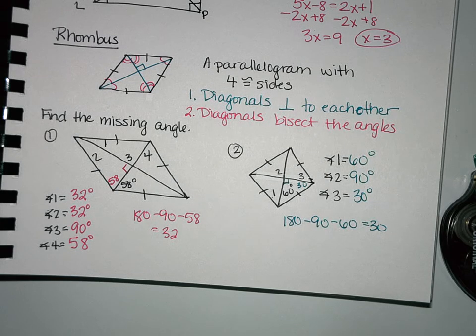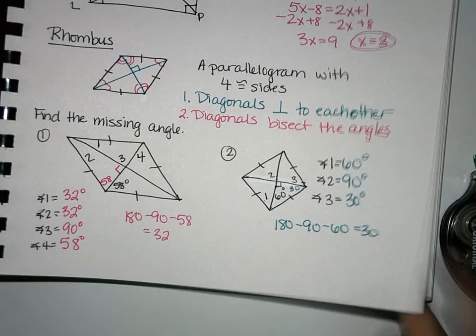Okay, any questions so far on rectangles or rhombuses? We only got one shape left. Okay then. So our last shape today is a square.